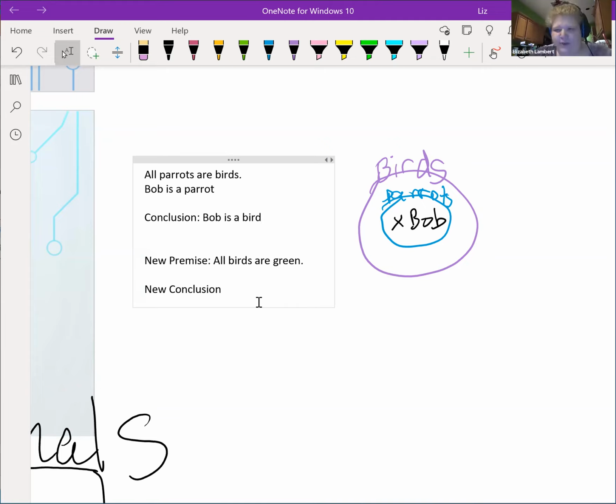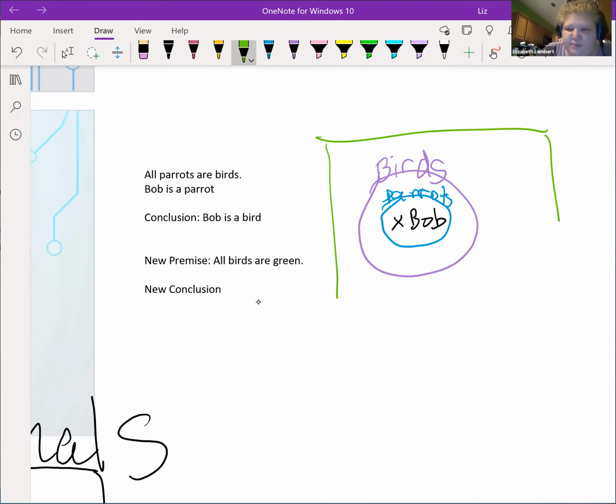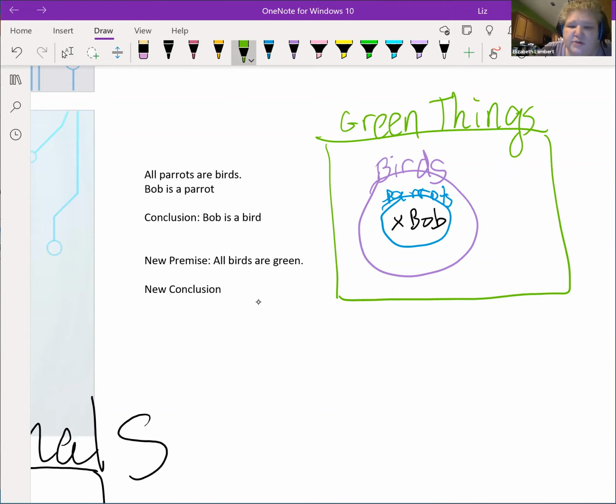All birds are green. All right, so I have my birds, and all of those are supposed to be contained within the set of things that are green. So we could put a bigger circle, or since this is my last part of the problem, I'll go ahead and make that the rectangle. Green things. Okay, so if we assume that premise is true, the valid conclusion that follows from that is that Bob must be green.